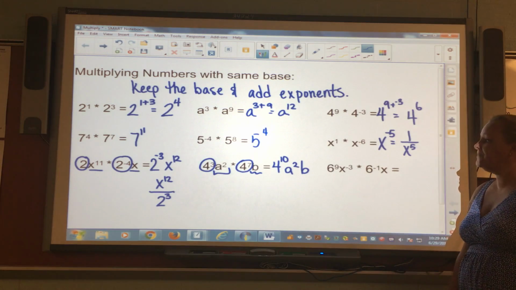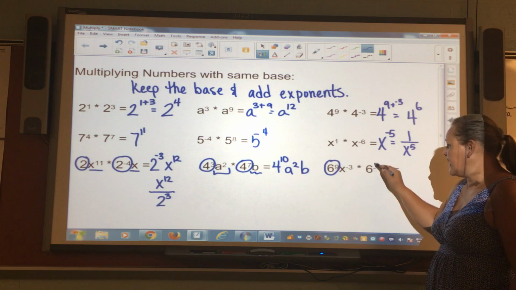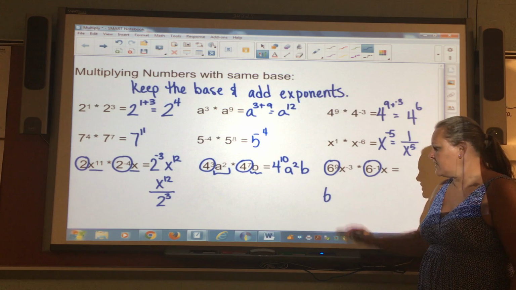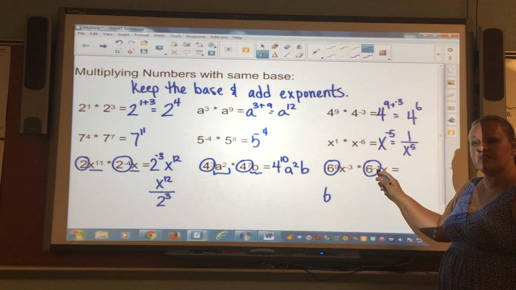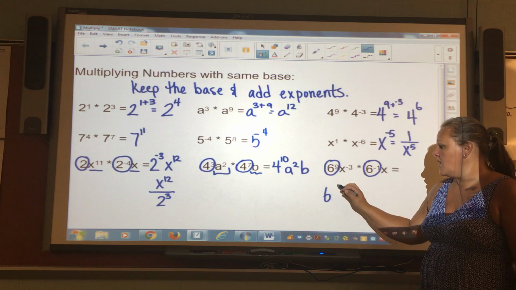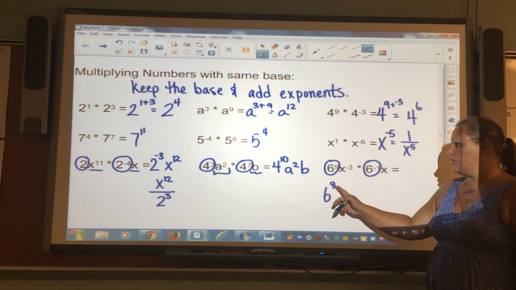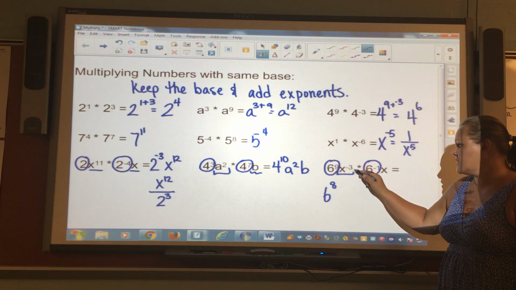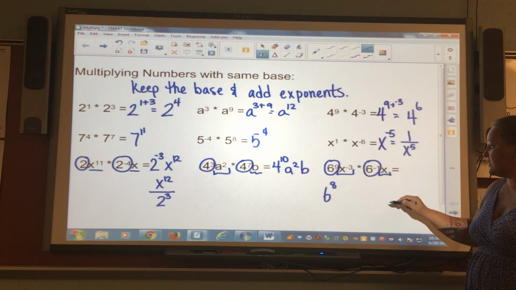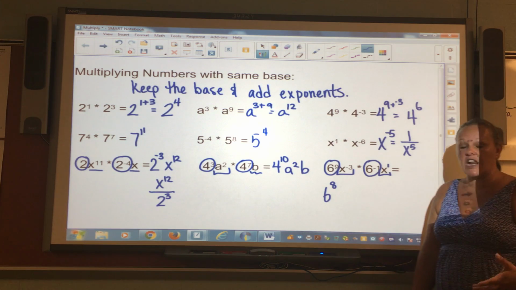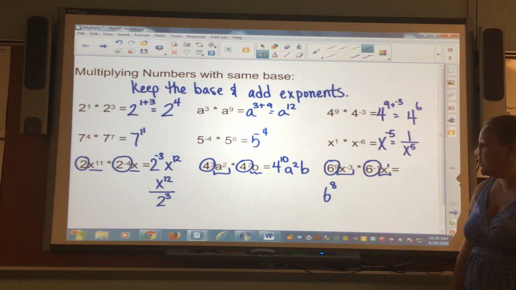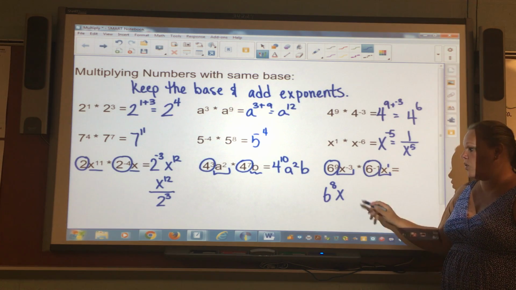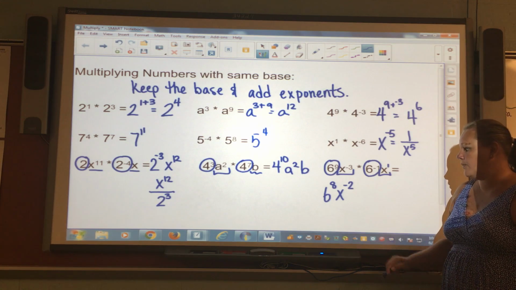The last one, I have a 6 and a 6. So I'll keep the base 6 and add. 9 plus a negative 1. My signs are different, so I will subtract and it will stay positive because 9 is bigger than 1. And then I have an x squared, a negative 3, and an x to a 1. Remember, if there's not an exponent, there is a 1 there. So I will keep the base x and add. Negative 3 plus 1 gives me negative 2.